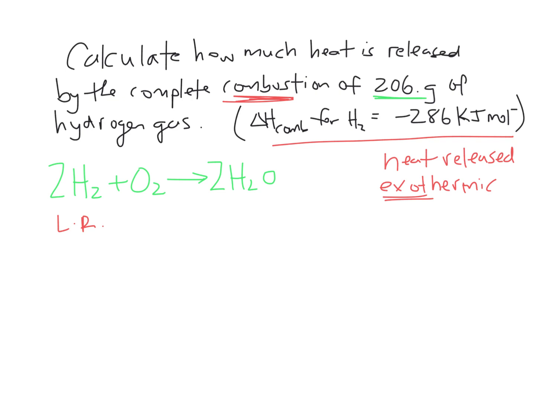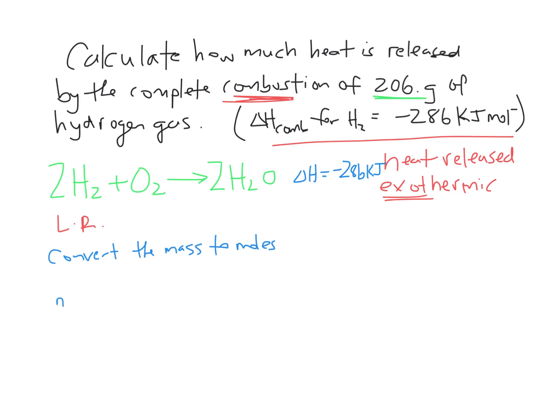So let's solve it. The first thing we have to do is find the moles, convert the mass to moles. Once we convert the mass to moles, then we can apply that heat released per mole, and calculate the actual amount of heat released. Because it's really important to remember that the delta H will fall in line with the molar ratio. In other words, if 1 mole is burned, we're going to release 286 kilojoules.